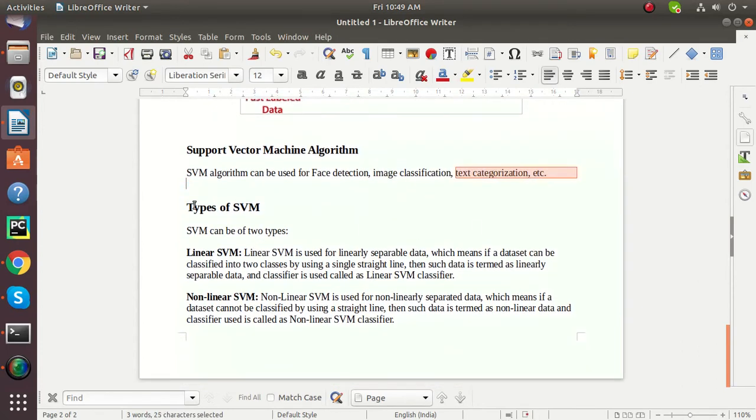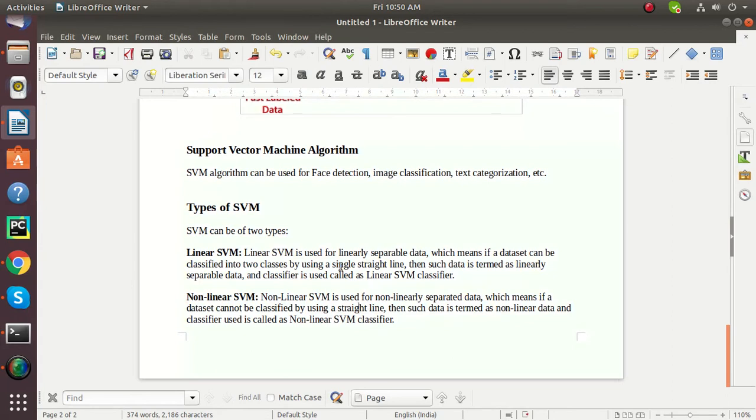There are two types of SVM. One is linear SVM and the other is non-linear SVM. In linear SVM, we can divide the data into two parts with a straight line, whereas in non-linear SVM, we cannot do that. The data cannot be classified by a straight line.